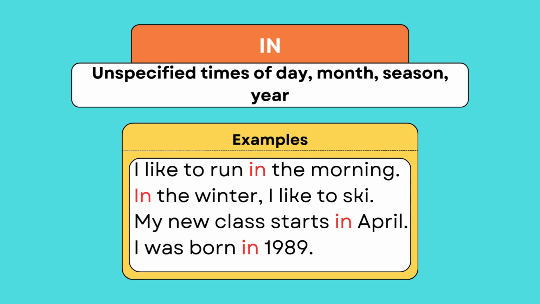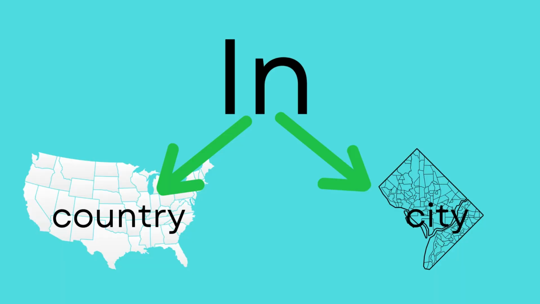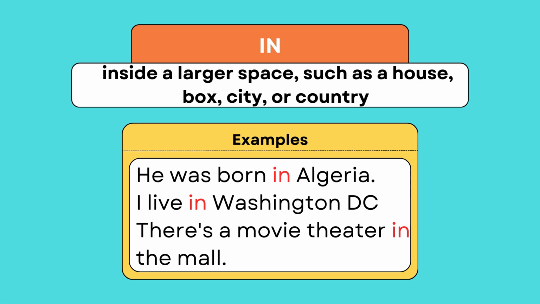My new class starts in April. I was born in 1989. In can also be used to describe a larger place, like a country or a city. He was born in Algeria. I live in Washington, D.C. There's a movie theater in the mall.